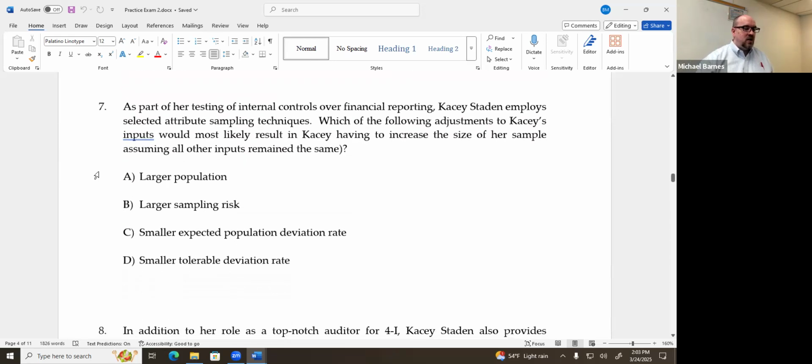As part of her testing of internal controls over financial reporting, Casey Staden employs selected attribute sampling techniques. Which of the following adjustments to Casey's input would most likely result in Casey having to increase the size of her sample, assuming all of their inputs remain the same?